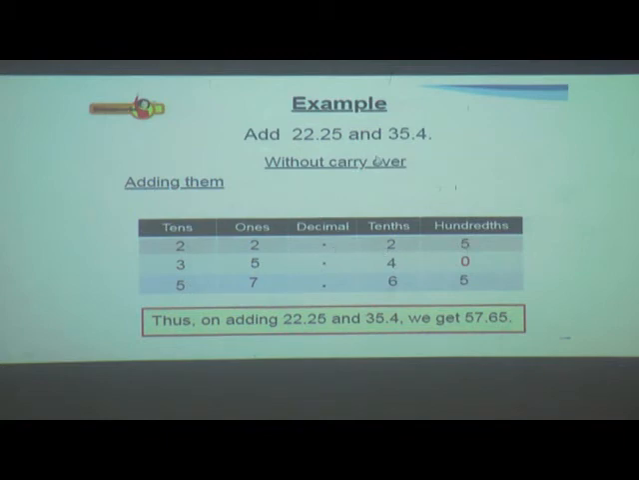So we have written 22.25. Second number to add, here it is 35.4. So again we will write it as 35, put the decimal point. After the decimal point there is a 4. So after the decimal point there should be 4.